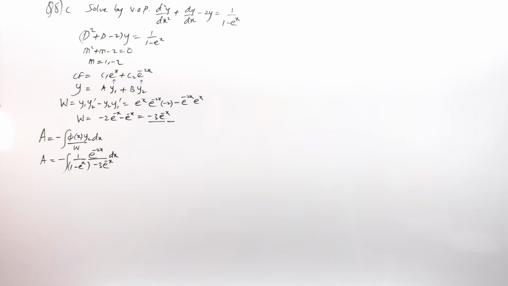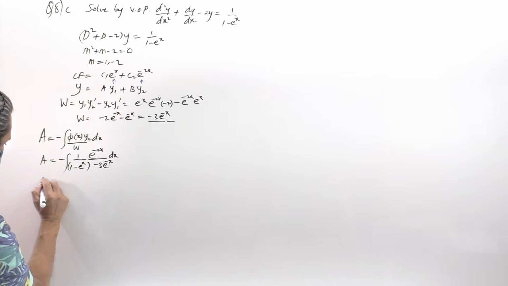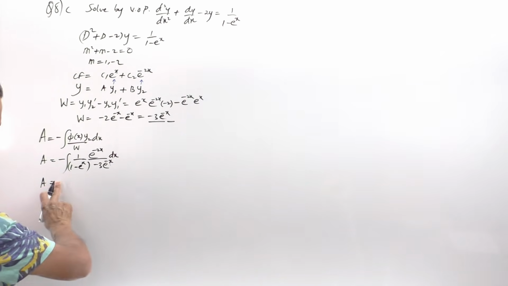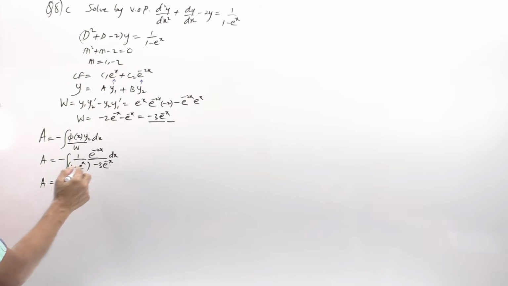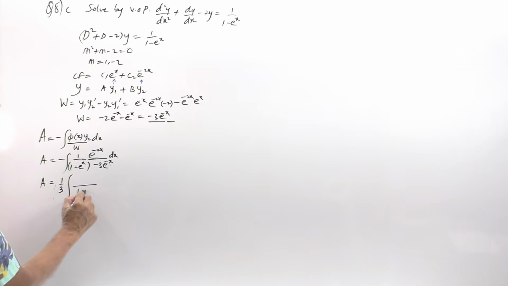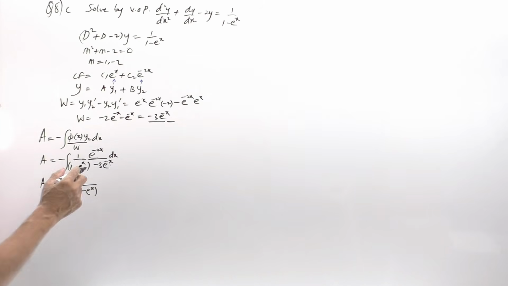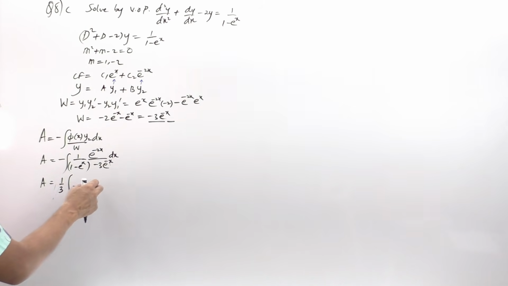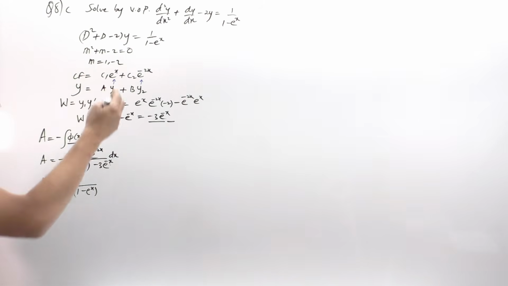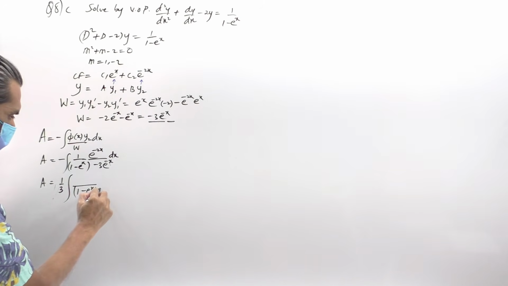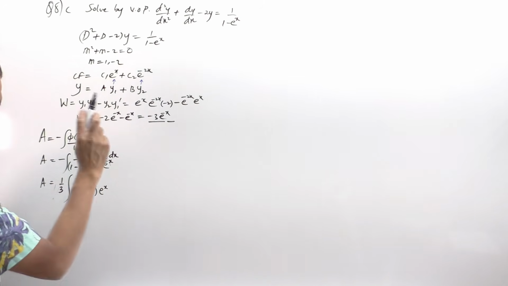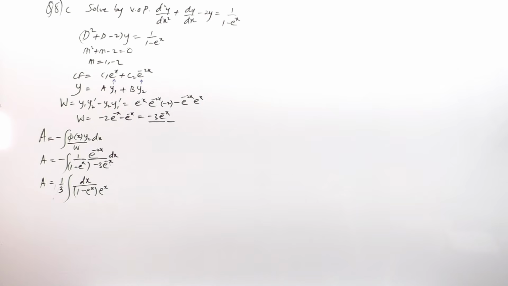Now minus and minus will cancel. When it cancels, a is equal to, minus cancels, so I can take 1 by 3 outside, integration of, with denominator as it is, 1 minus e raised to x. But here e raised to minus 2x and e raised to minus x: e raised to minus x will go to the bottom, e raised to minus 2x plus x is e raised to minus x, and e raised to minus x is nothing but 1 upon e raised to x. That's fine. So this is what we get here.